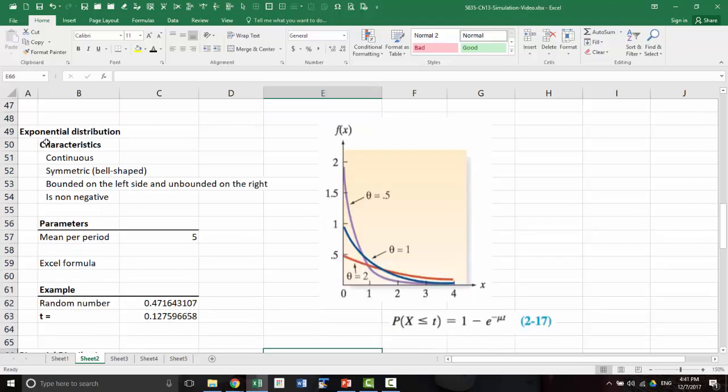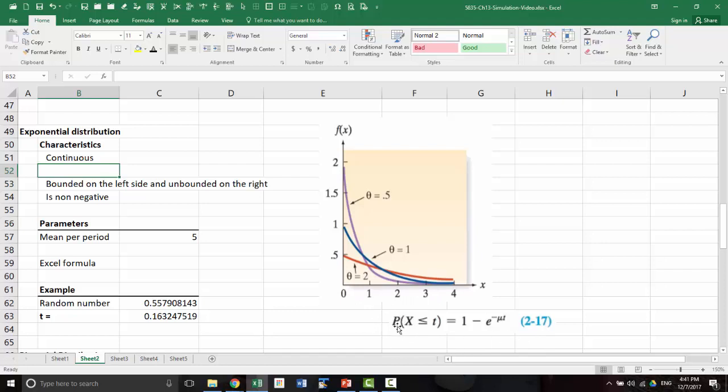Now let's look at how to generate exponential random numbers from an exponential distribution. Exponential distribution is again a continuous distribution. It is not symmetric, so it's going to be something like this. It is bounded on the left side, because it cannot be negative. The values from exponential distribution cannot be negative. Okay, and this is the formula for exponential probability.